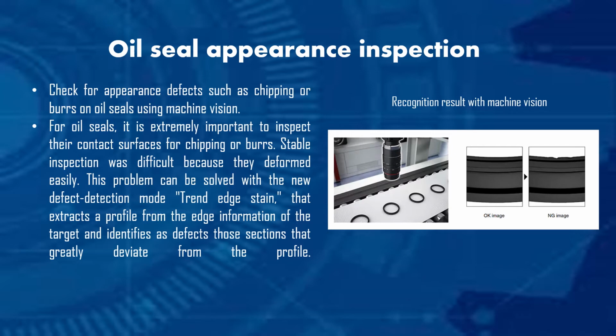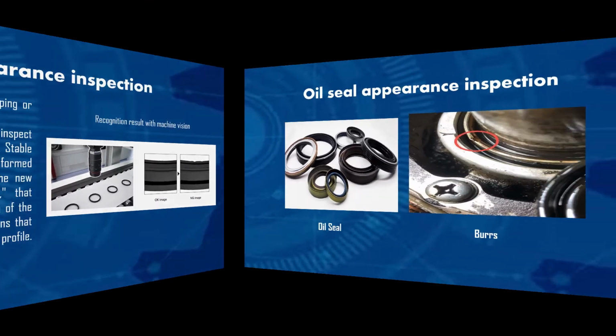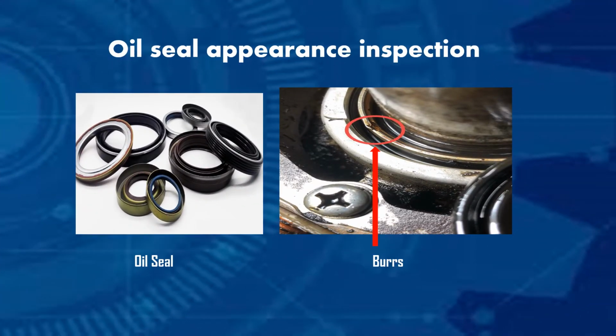Oil seal appearance inspection. Check for appearance defects such as chipping or burrs on oil seals using machine vision. For oil seals, it is extremely important to inspect their contact surface for chipping or burrs. Oil seals are used to protect shafts and bearings from ingress of dirt and foreign matter and egress of oil or grease.